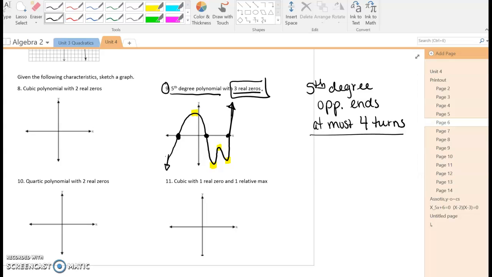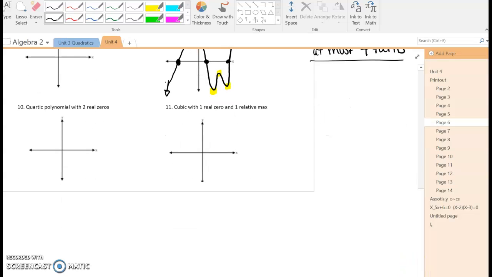Let's try 11 together, and then I'll let you guys do the other ones. So 11 says I want a cubic, meaning it has a degree of 3. That means I can have at most 2 turns.